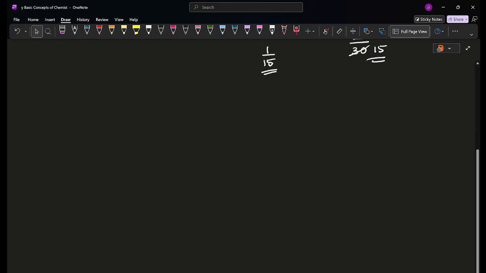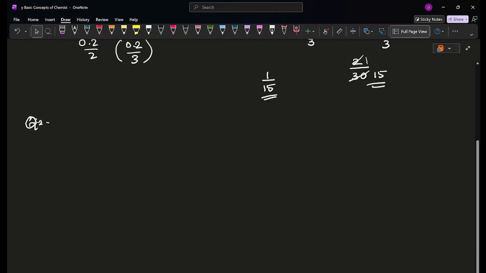Alright, so now let's go to the next question, which is: 2 liters of N2 and 2 liters of H2 on complete reaction would give how many liters of NH3? Again, we've got a reaction to be written here. So this is the reaction, and they're asking how many liters of NH3 will be formed. Okay, so in this case, again, you need to find which is the limiting reagent.